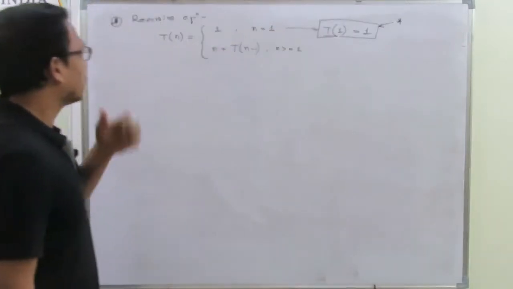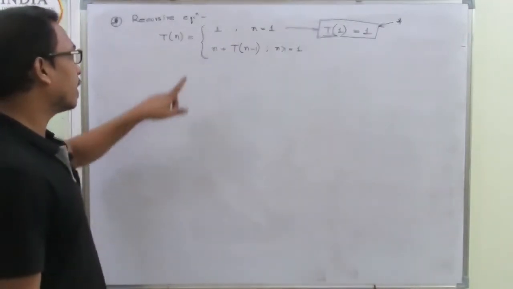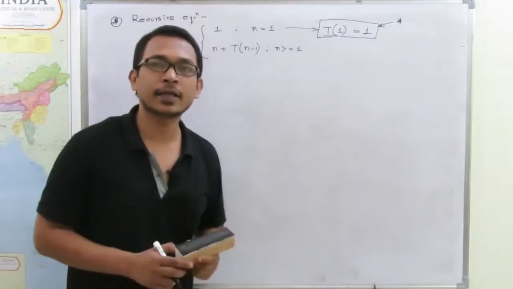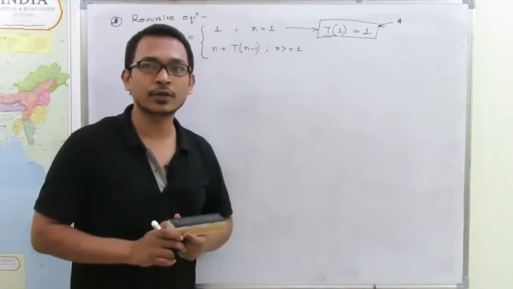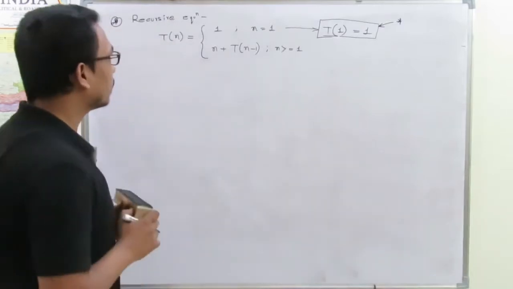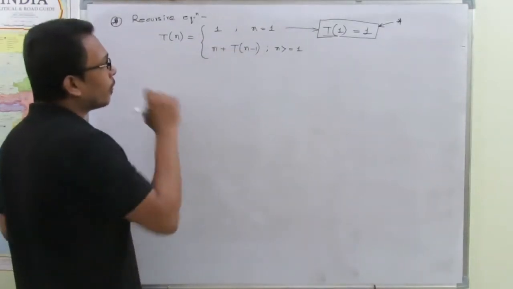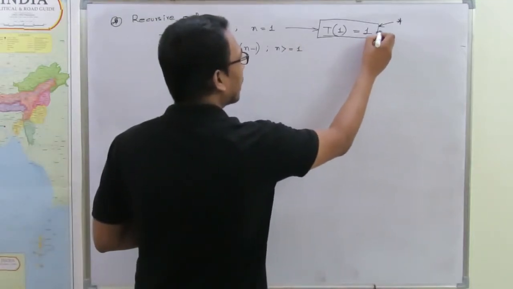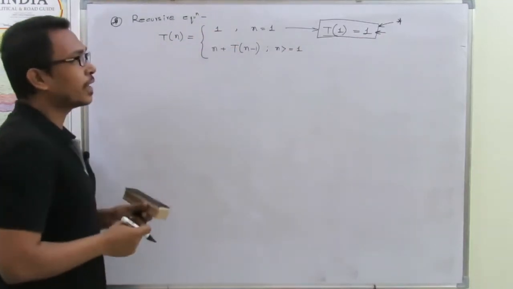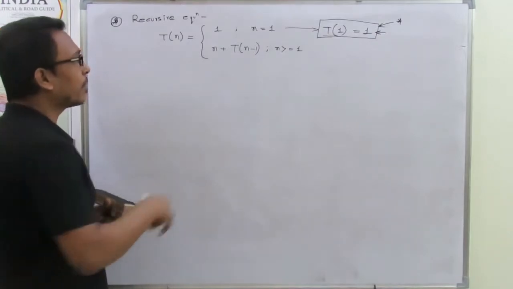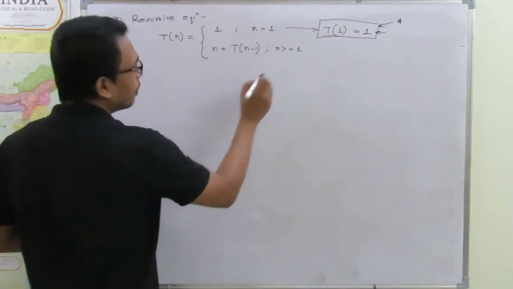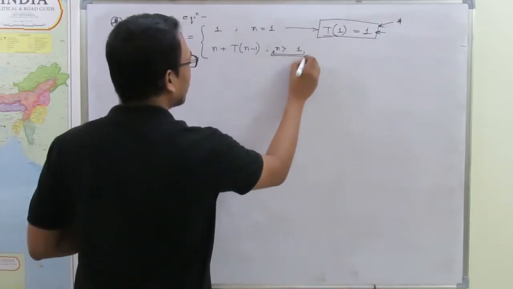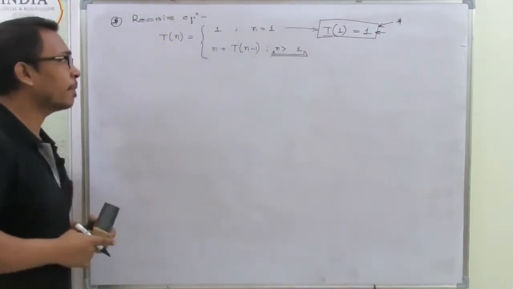Now we can again apply the tree method also to solve this particular given recursive equation. How? Again, what is the meaning of this particular statement? When the number of input is 1, at that time the time required is a constant time. That means the algorithm takes a constant time only. But when the number of input is greater than 1, at that time what do we need?